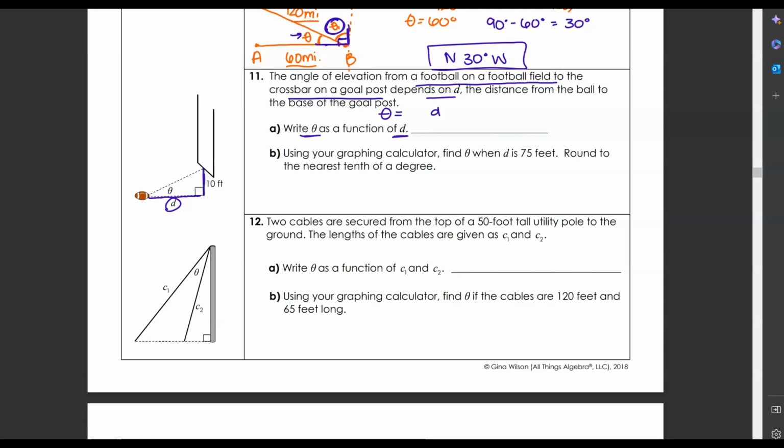So I know that I have 10 feet here. I have my d and I have my theta. Because I'm looking at adjacent and opposite, this tells me I'm going to be using the function tangent of theta is equal to my opposite, 10 over d. Now, this is a function that helps us find theta, but because I want to write theta as a function, I want to have it as theta equals. So this is a key that I should have theta equals something. So what am I going to do? Well, I'm going to take the arctangent or tangent inverse of this. And so I'm going to end up with theta equals arctan of 10 over d. And that's going to be our function here.